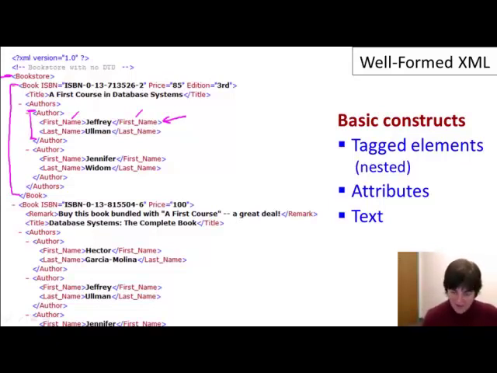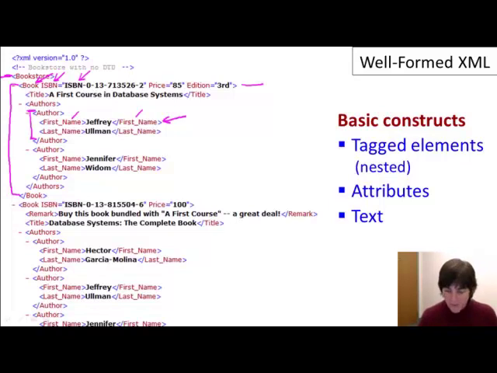In addition, we have attributes. So each element may have within its opening tag, and let's take a look at the book element here, a set of attributes. And an attribute consists of an attribute name, the equals sign, and then an attribute value. So our book element right here has three attributes, one called ISBN, one called price, and one called edition. And any element can have any number of attributes as long as the attribute names are unique.